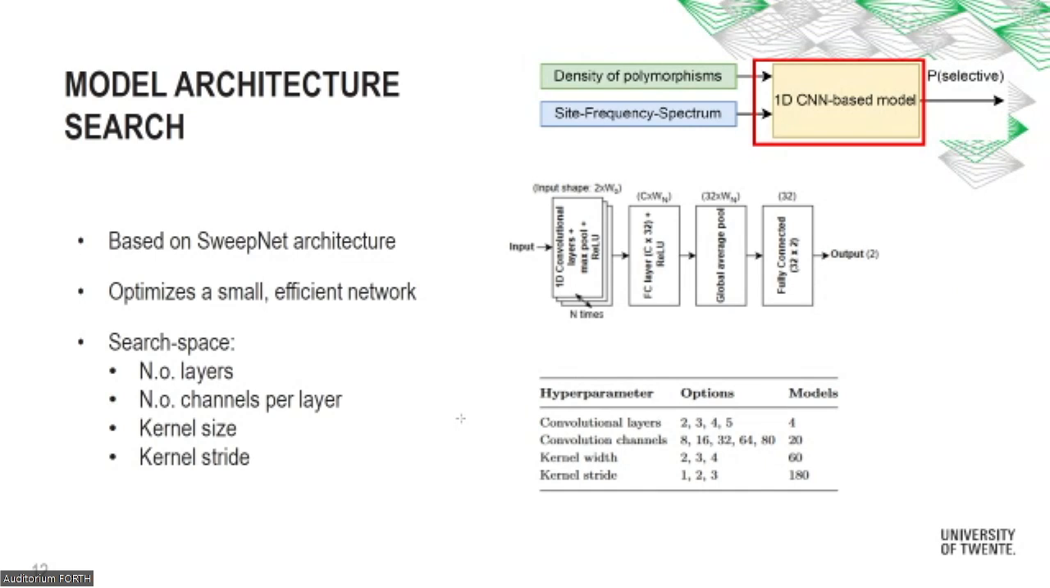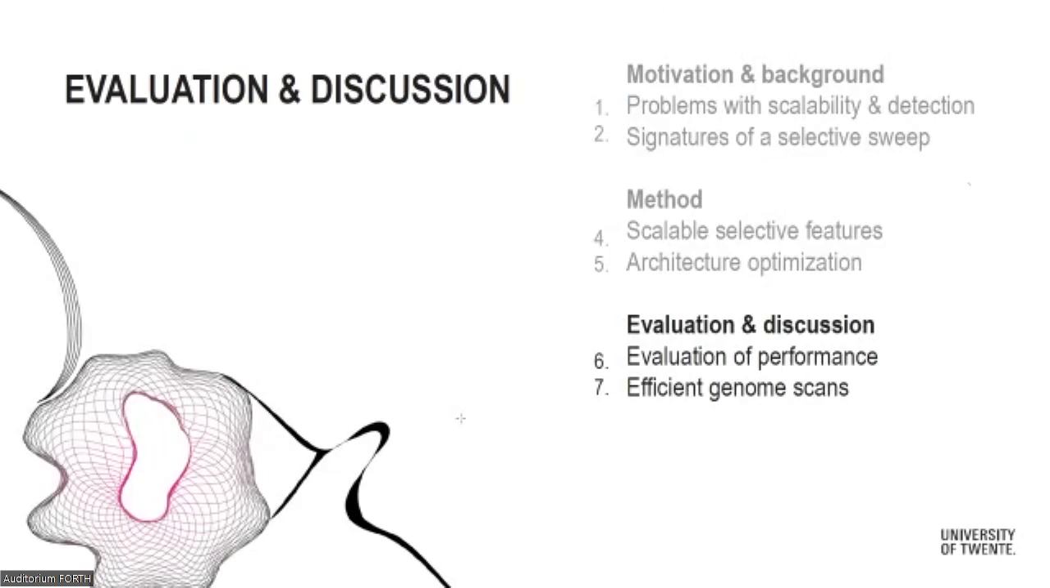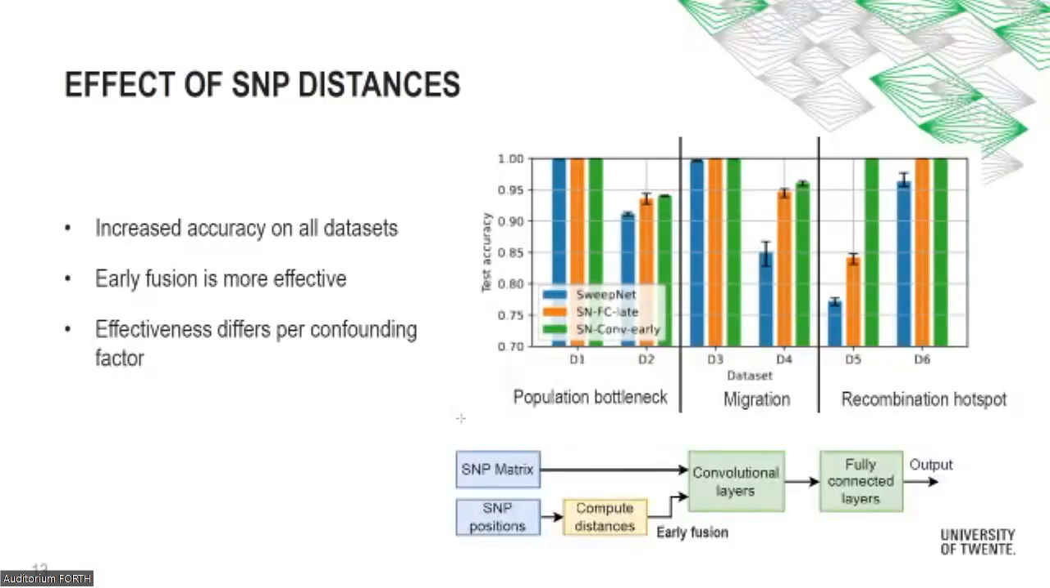And to optimize the model itself and to make sure that we don't miss accuracy because of a certain architectural choice, we do a small model architecture search, starting out with the base of a SweepNet architecture. And the search space includes the number of layers that we use, the number of channels that we use per layer, the kernel size, and the kernel stride. So let's see the results and what this leads up to.